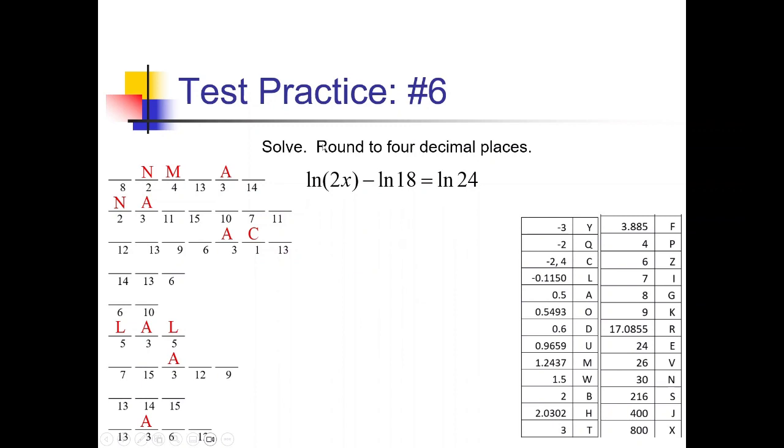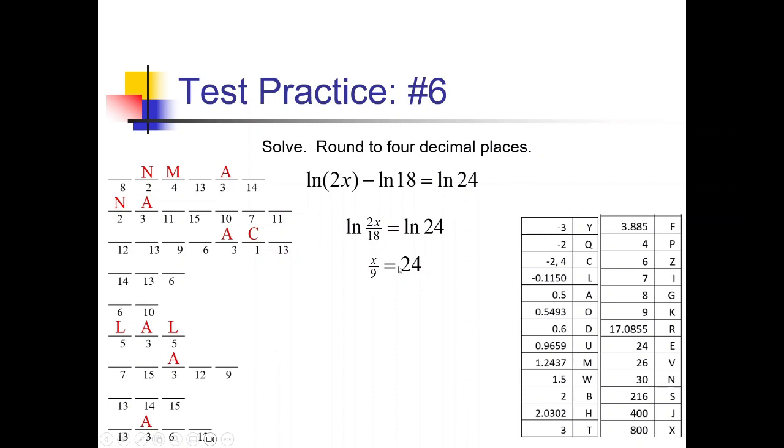For number 6, I have all these ln natural logs going on. Let me get just one of those on the left side by combining these together. Since we have subtraction of logs, we can make that division of the insides. So ln of 2x over 18 equals ln of 24. And I can now get rid of the ln's on each side because I'm basically raising e to both sides. When I do that, I'm also going to reduce this 2x over 18 to x over 9, because that'll make it a lot easier to do my next step, which is going to be just multiply both sides by 9 to get x by itself.